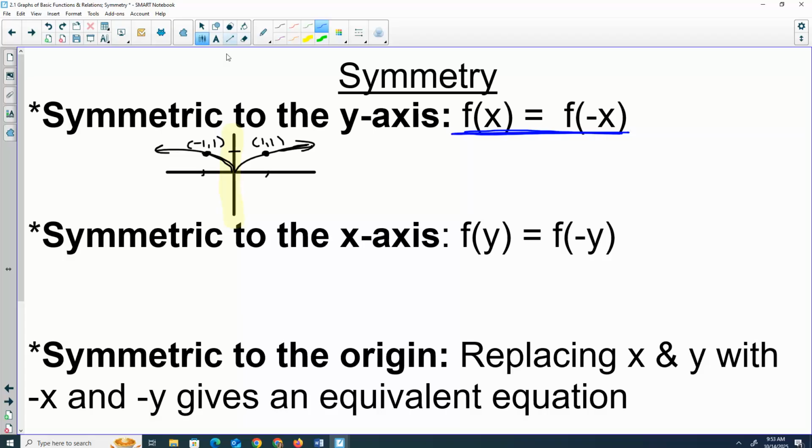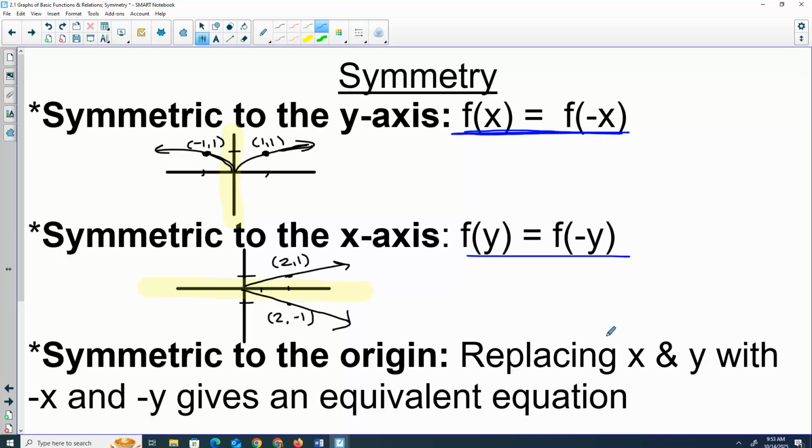If something is symmetric to the x-axis, that means if I fold it over the x-axis, it overlaps itself. It's the same on both sides. So let's say I gave you something like this. If I fold over the yellow line, those overlap. If you look at your points, here's 2, 1, here's 2, negative 1. So whether the y is positive or negative, you're getting the same x value.